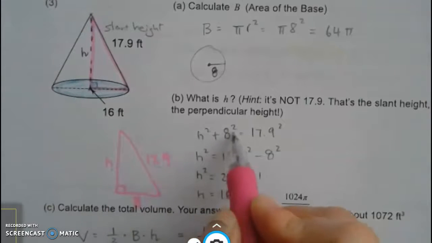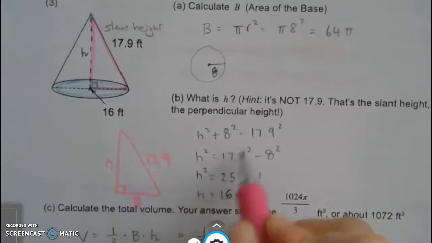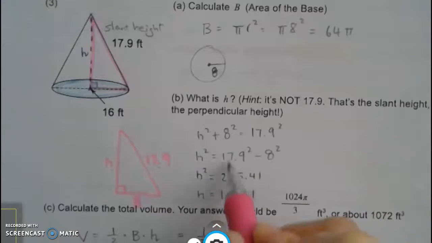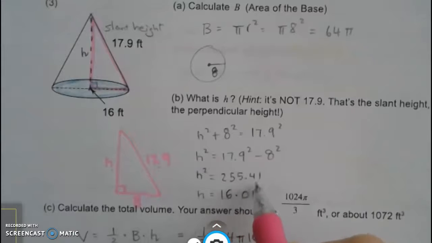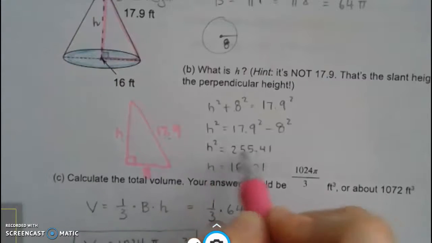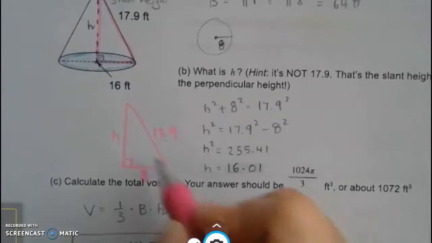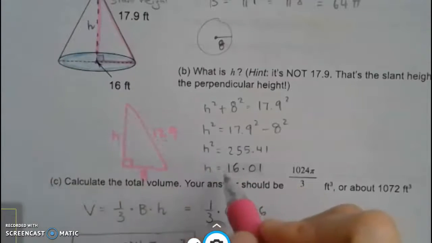So h squared plus r squared is going to be 17.9 squared, because 17.9 is the hypotenuse. So h squared is really 17.9 squared minus r squared, and that's going to be 255.41. So h squared is 255.41. And then when I take a square root of both sides, I get h is equal to 16.01. Yes, it is true that you're also going to get negative 16.01, but obviously you can't have the length be negative, so you just ignore that negative value.